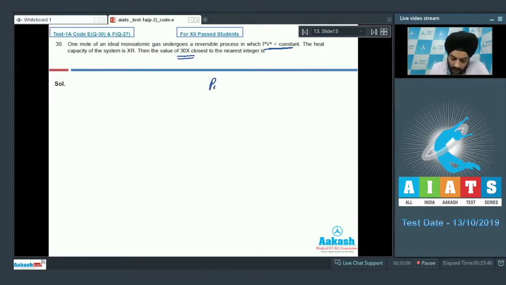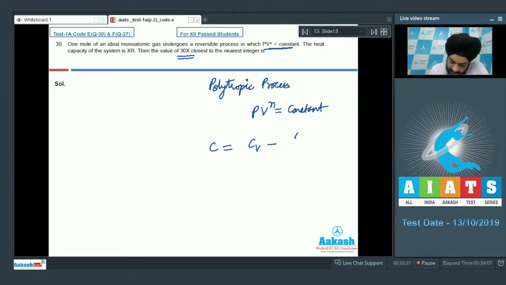So if we talk about a polytropic process, students, for the polytropic process PV raised to the power n to be a constant, the heat capacity C is given by CV minus R upon n minus 1. So since the gas is ideal monoatomic, the value of CV shall be equal to 3R by 2. Look at the value of n minus 1. We can clearly see that the value of n is equal to 4. So this must mean that the value of n minus 1 shall be equal to 3. So on simplification, we have a value equal to 7R by 6.